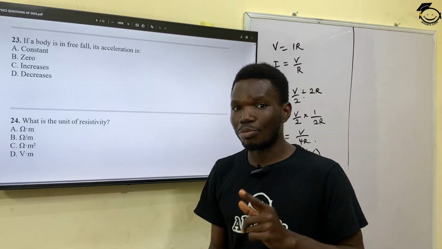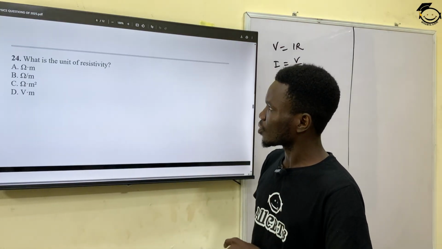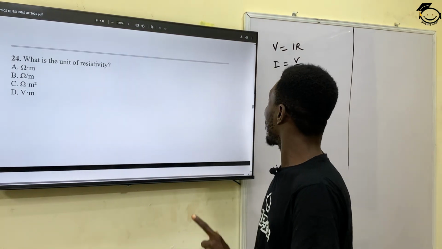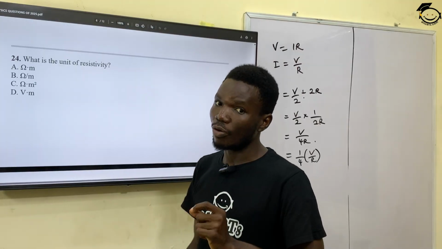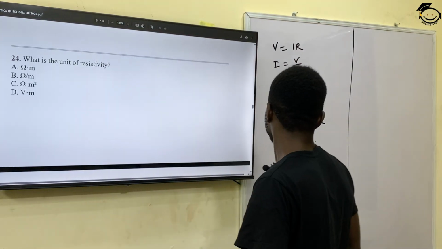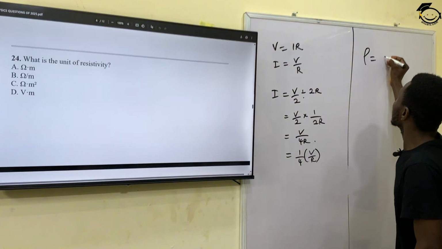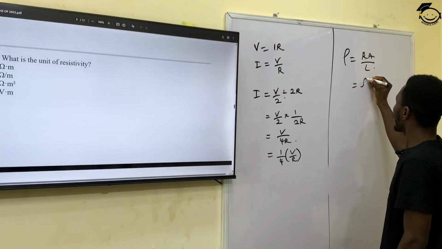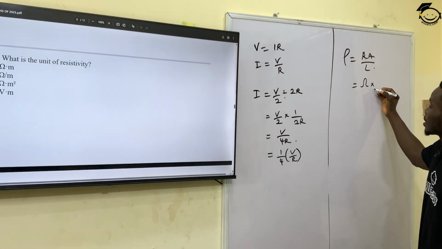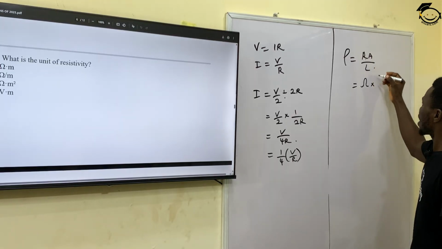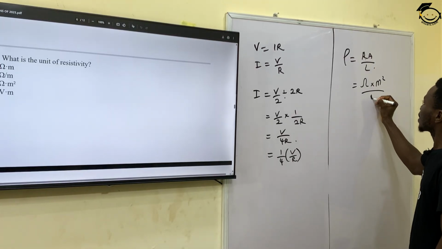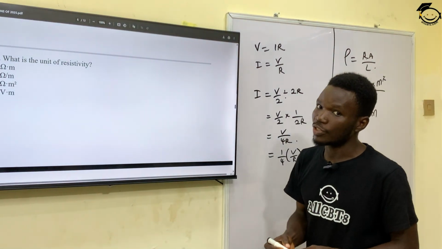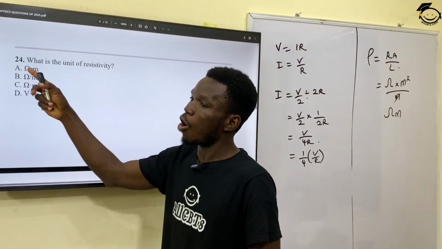So that is also question number 24, which says, what is the unit of resistivity? The unit of resistivity is ohm meter, because we know that resistivity is RA over L, which is the same as saying that my R here is ohms, so I have ohms times my A here, which is area, meter squared, divided by meter. So this meter here will cancel this square, so I have what? Ohm meter. So it means that my resistivity is ohm meter, which is option A.